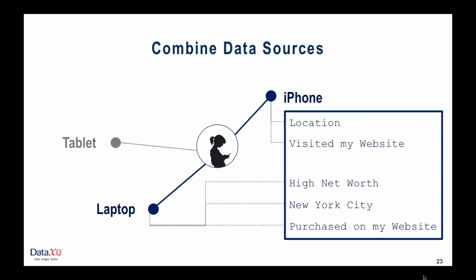So then what do we do with this once we have that graph data? When we collect data on all of these devices, using the graph, we can then combine the data to target and measure that person across all of her devices. So it no longer becomes data that's siloed to one device. We can actually combine all of that data together and reach that user across all of their devices.